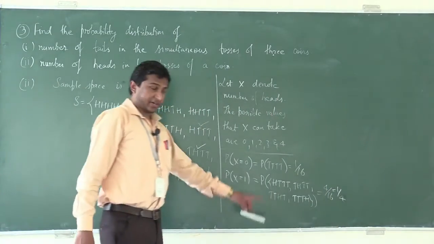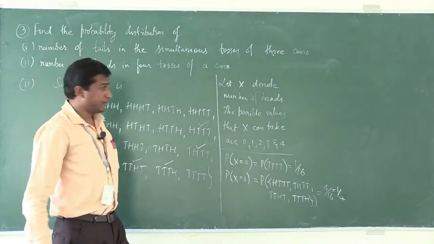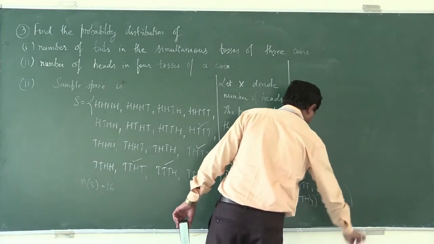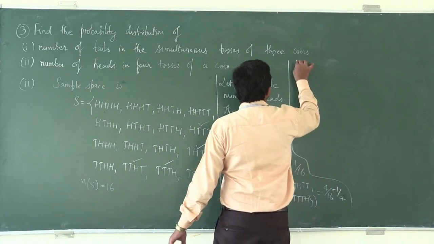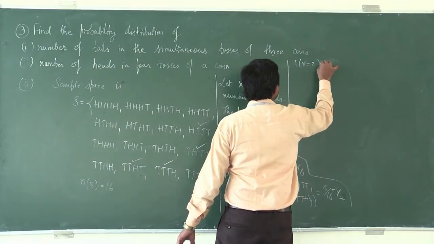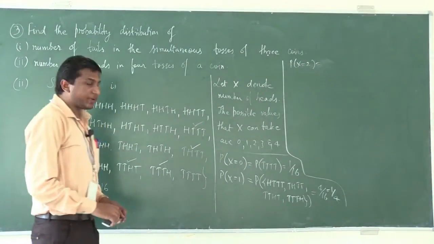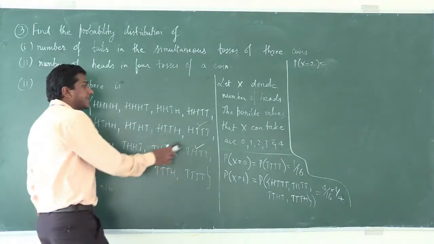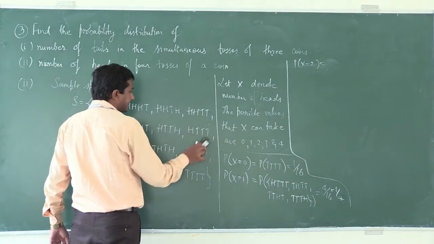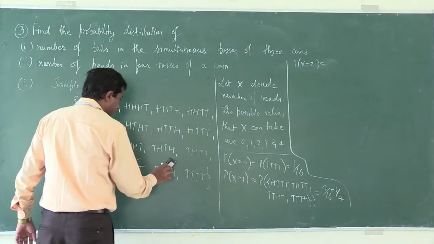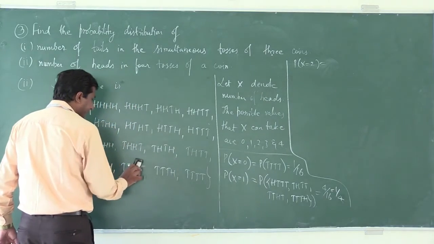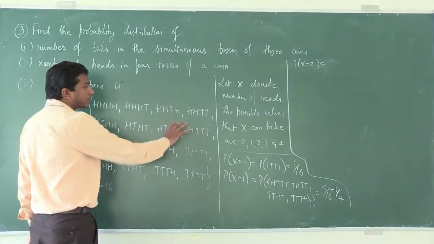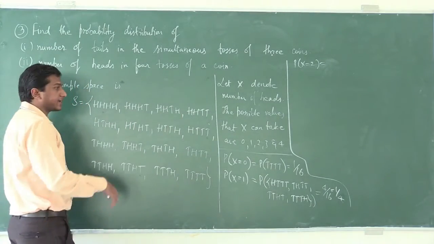So I can write it as 1 by 4. Moving on, probability when x equals 2. Probability when x equals 2, that is, I am having exactly 2 heads. The outcomes where I have exactly 2 heads. We'll see here. So which are the outcomes wherein we have exactly 2 heads?